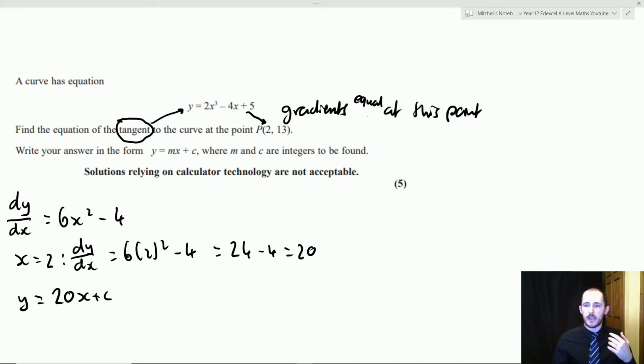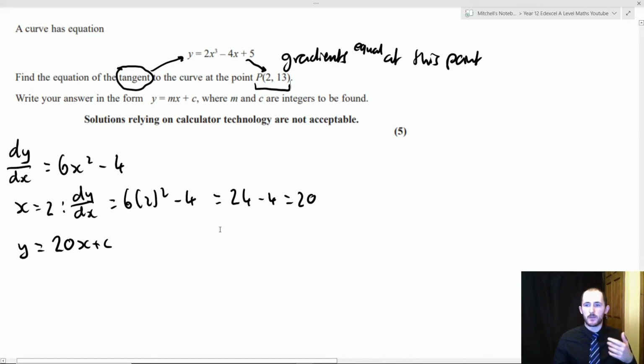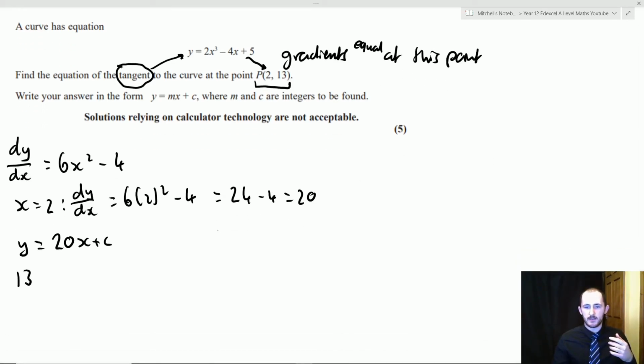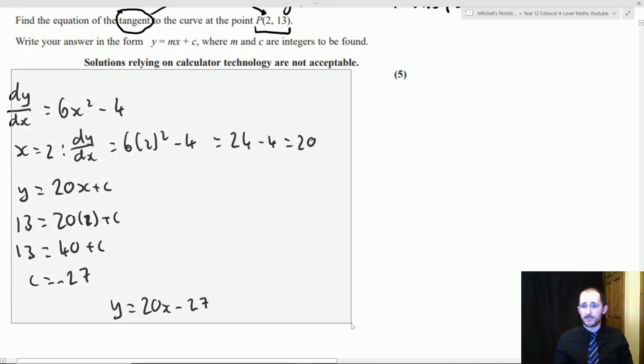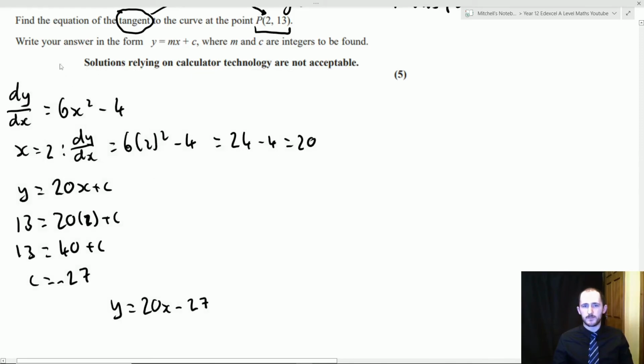But if you have a look, we have a set of coordinates, so we can sub those in. So now we have 13 equals 20 times x, which is 2, plus c. So 13 equals 40 plus c. So c is equal to negative 27. And again, I can't stress this enough, you have to actually write out what the equation looks like. So y is equal to 20x minus 27. That's your 5 marks. And it only took me about 2 minutes, if that. That small amount of work for 5 marks.